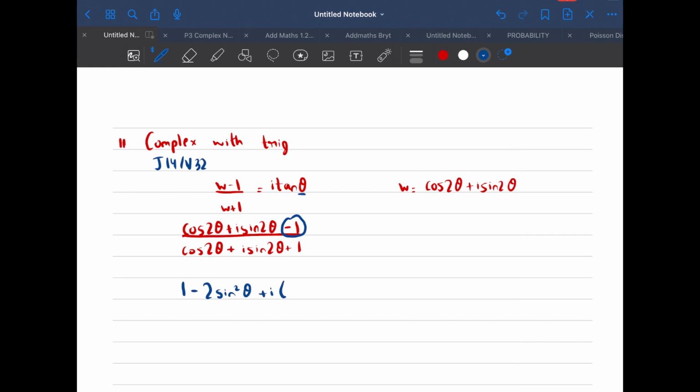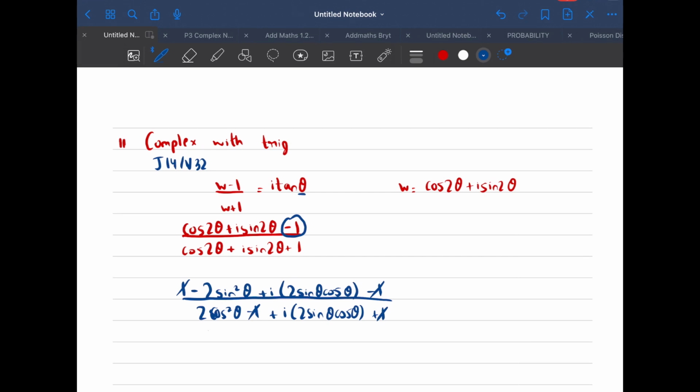Plus i sin 2 theta is equal to 2 sin theta cos theta, minus 1, divided by 2 cos square theta minus 1 plus i 2 sin theta cos theta plus 1. I can cancel this out. I can cancel this out. Now, you'll be left with this.